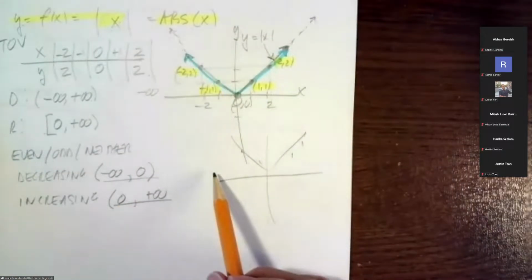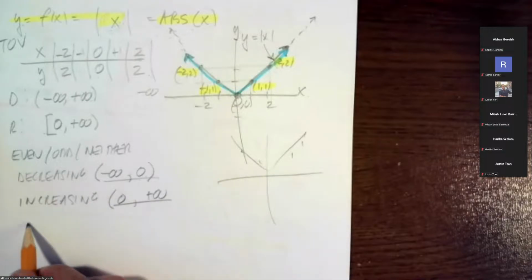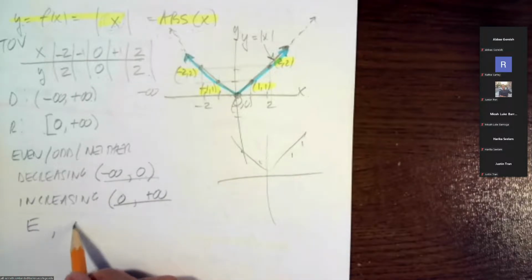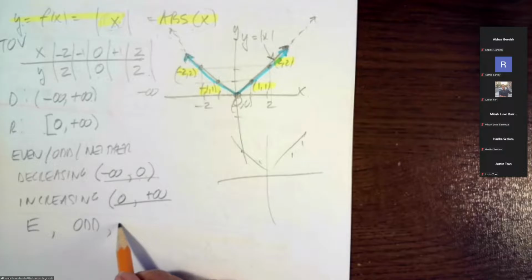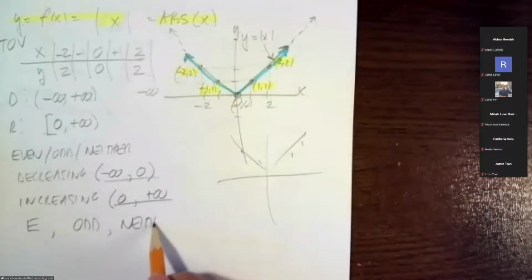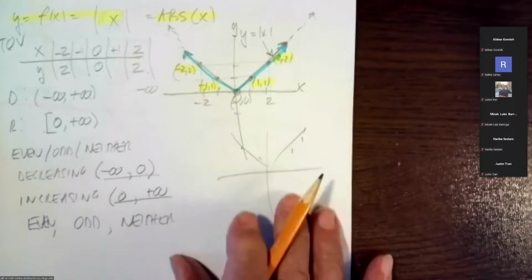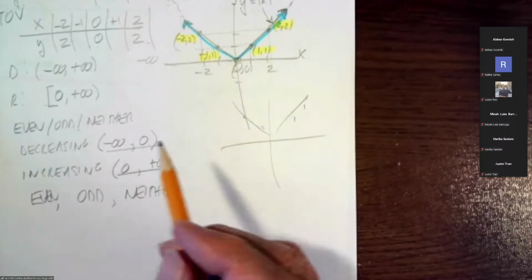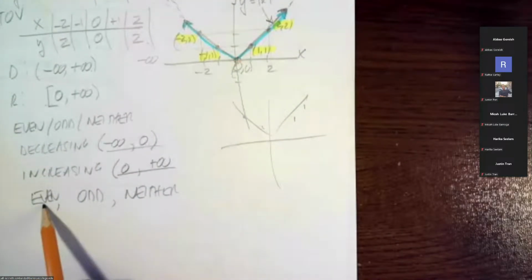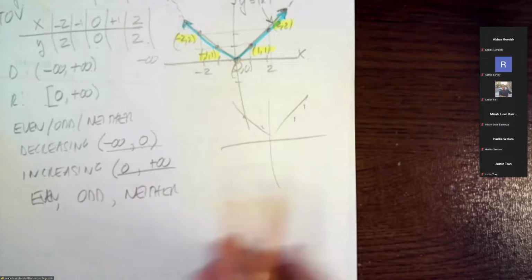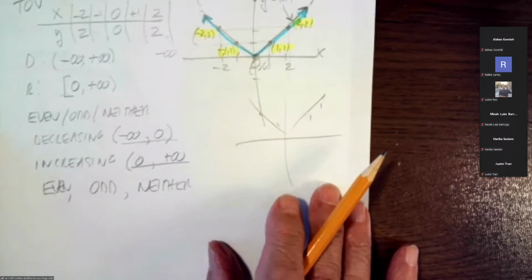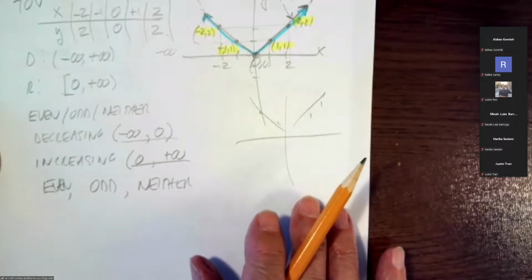direction. Okay, and then lastly, is this function even or odd or neither? What are we thinking? How would we determine that? Is it even, odd, or neither? And more importantly, how do we determine whether it's even, odd, or neither?